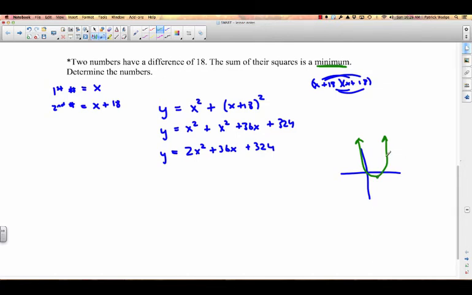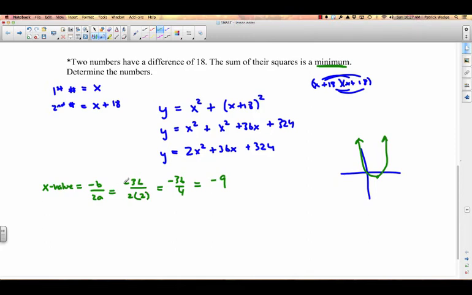How are we going to find the vertex? Since it's in general form, I would use that wonderful little formula we learned again. The x value is equal to negative b over 2a. Okay, the b value is 36, so it's negative 36 over 2 times a, which is 2. So it's negative 36 over 4, it's negative 9.